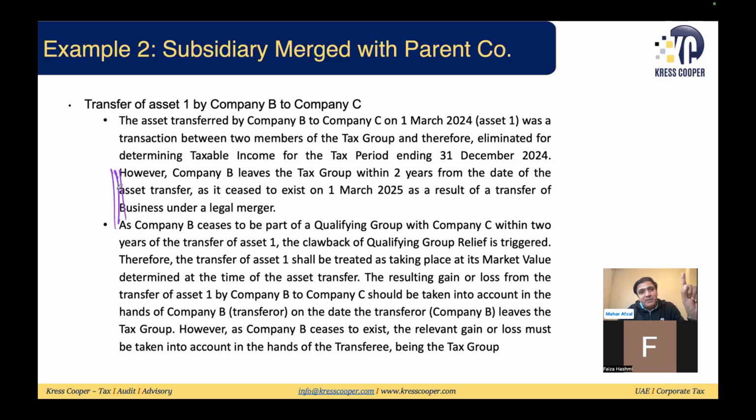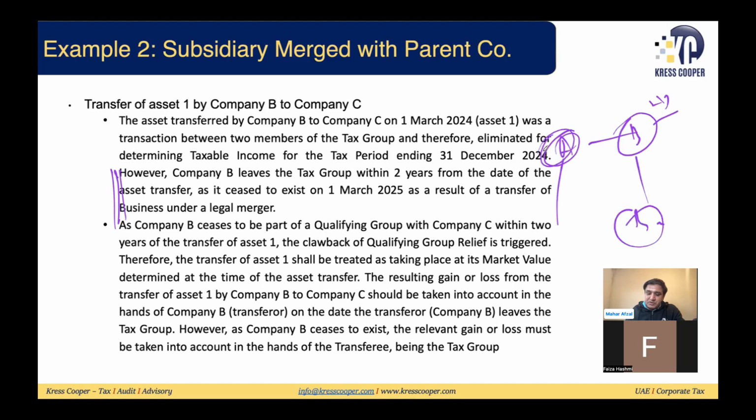And if the asset is further transferred within 2 years from the date of transfer, assuming A has transferred to B and B is transferring the asset further within 2 years, or A is leaving the tax group or B is leaving the tax group, in this situation the initial transfer will not be subject to tax. But if this asset is transferred within the next 2 years or A or B is leaving the tax group, then the gain that was not booked on the initial transfer will be subject to tax and the transferor will be liable to book the gain. And the asset will be marked at market value in the group.